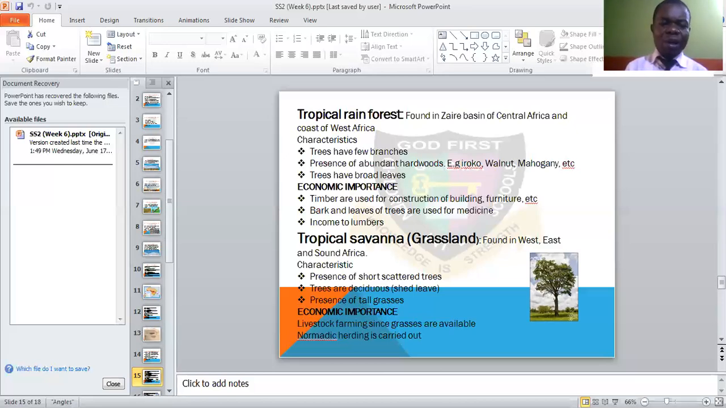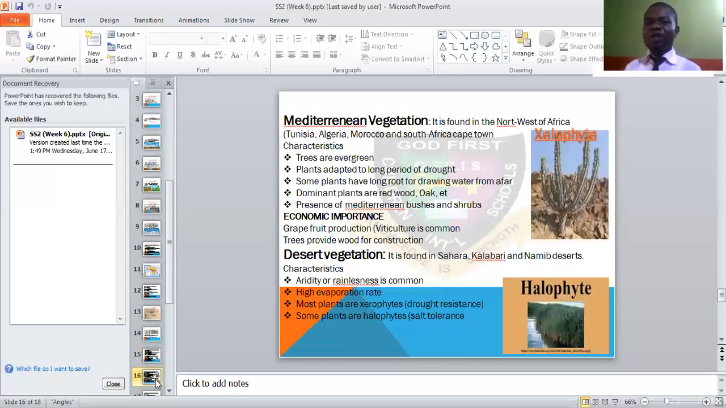Then let us look at another type too. We have the Mediterranean vegetation. This one is found in the northwest of Africa: Tunisia, Algeria, Morocco, and South Africa, Cape Town, they are among. Trees are evergreen. Plants are adapted to long periods of drought. That is, there is dryness and they still survive.